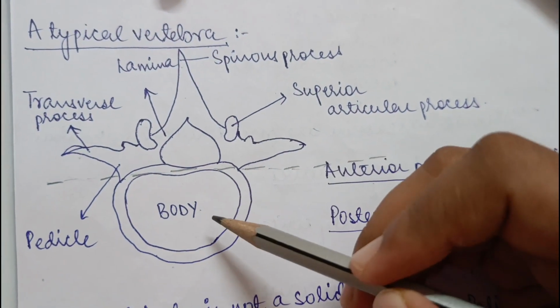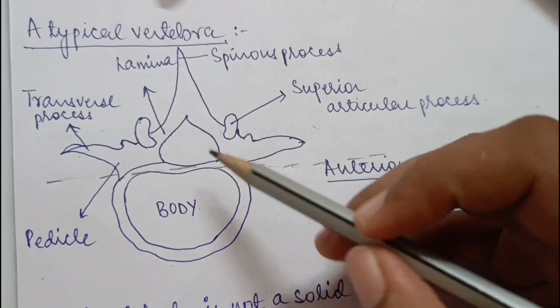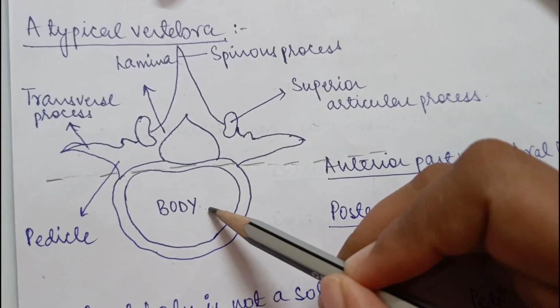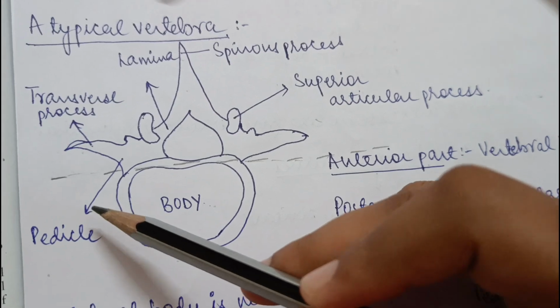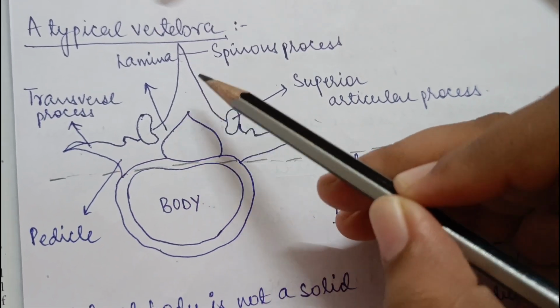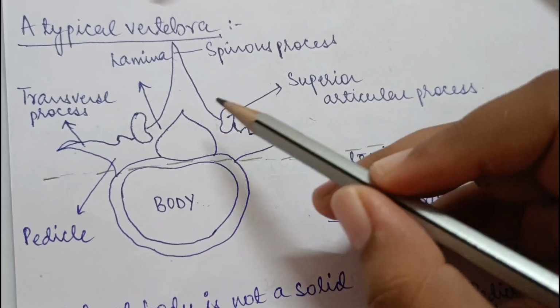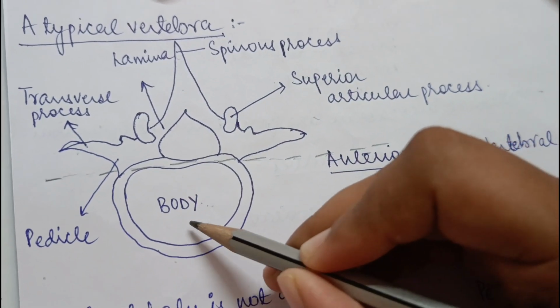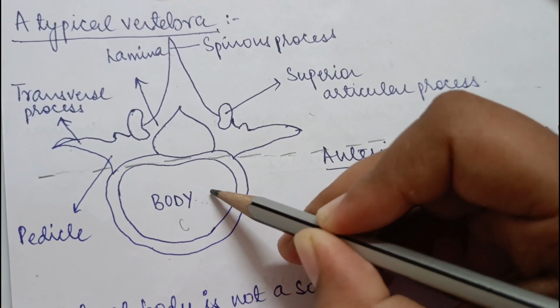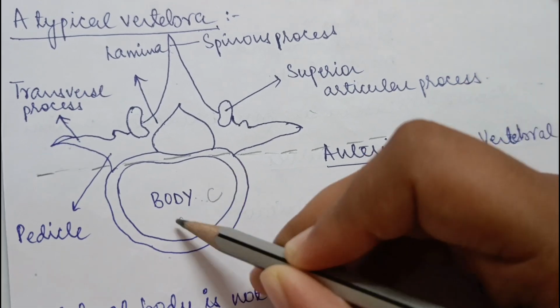A typical vertebra is divided into the anterior portion and the posterior portion. The anterior portion includes the vertebral body, and the posterior portion includes everything else: pedicles, transverse processes, lamellae, spinous processes, and superior and inferior articular processes. Now, the vertebral body is not only made up of cortical bone, but it's also made up of cancellous bone. Now, what is the reason for this?